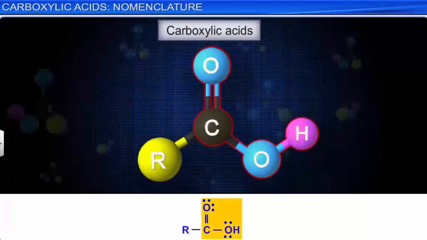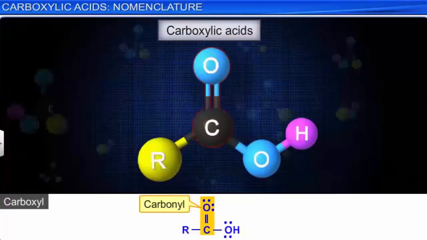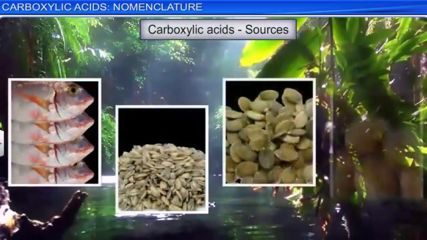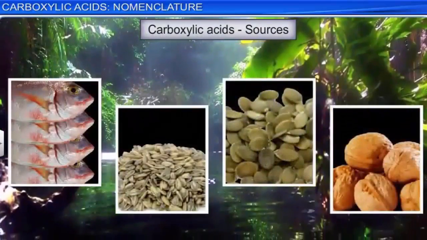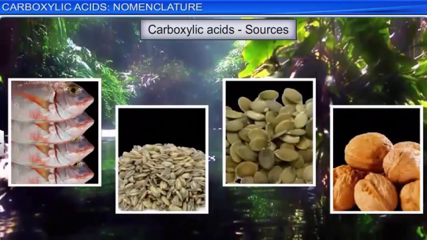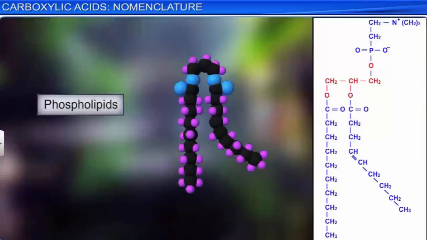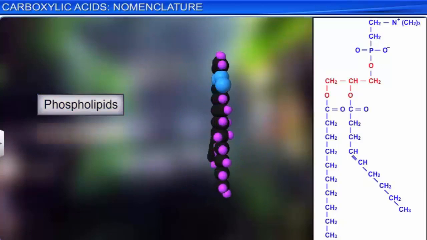Organic compounds that contain the carboxylic functional group COOH are called carboxylic acids. The name carboxyl is derived from the carbonyl group, C double bond O, and the hydroxyl group, OH, of which it is composed. Carboxylic acids are widespread in nature. Higher members of aliphatic carboxylic acids, known as fatty acids, are important components of biomolecules such as lipids, fats and oils.